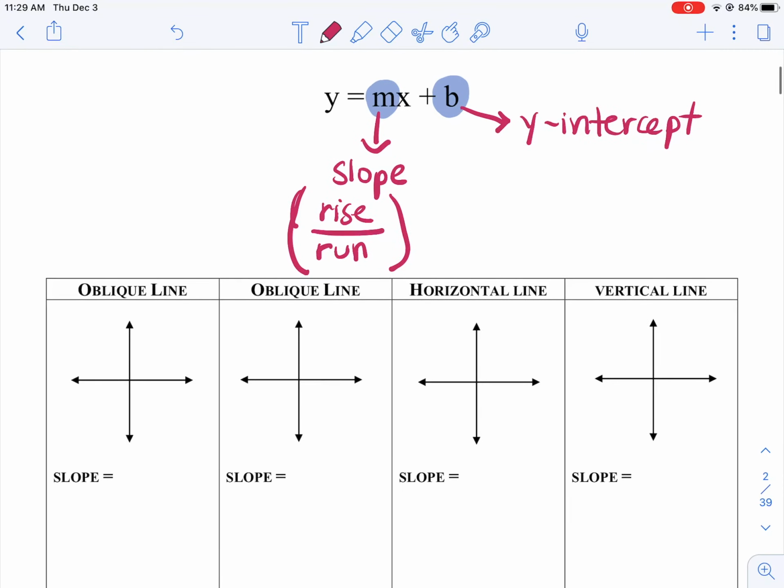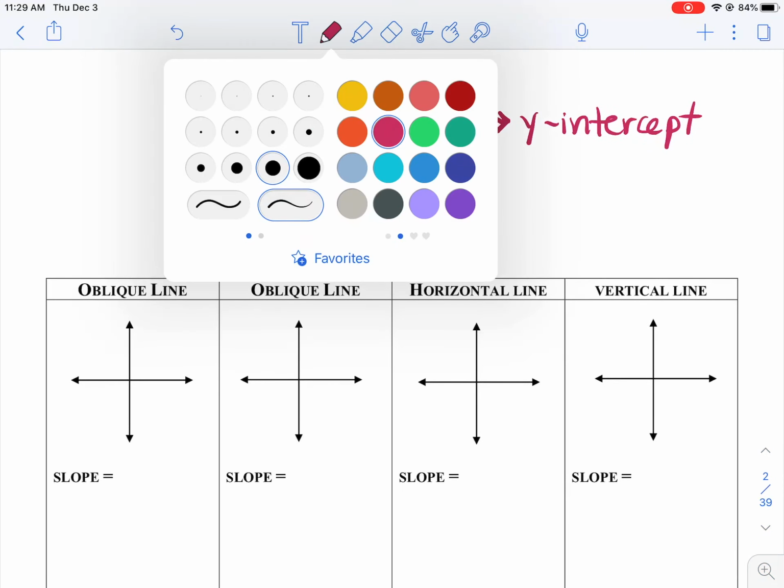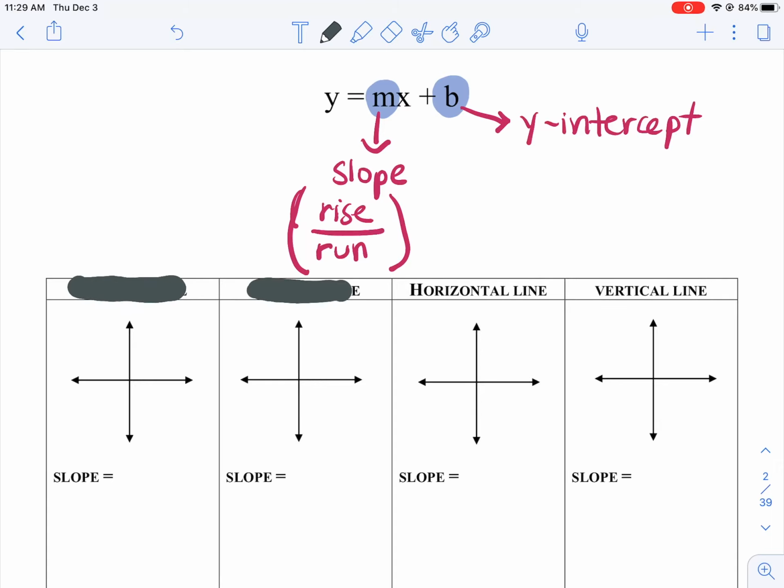And I think we actually might have blacked out, sorry guys, I thought I did this already. You might want to black these out because I don't know if we blacked that one out for you.